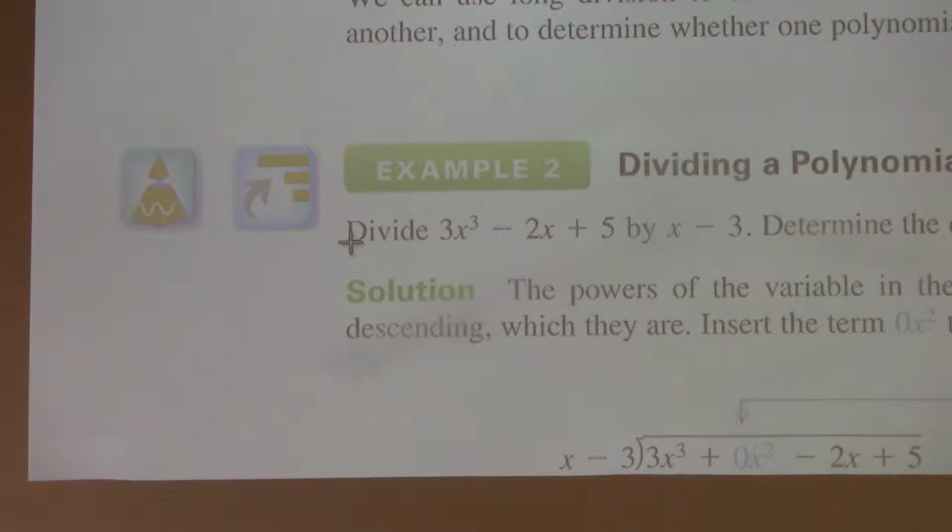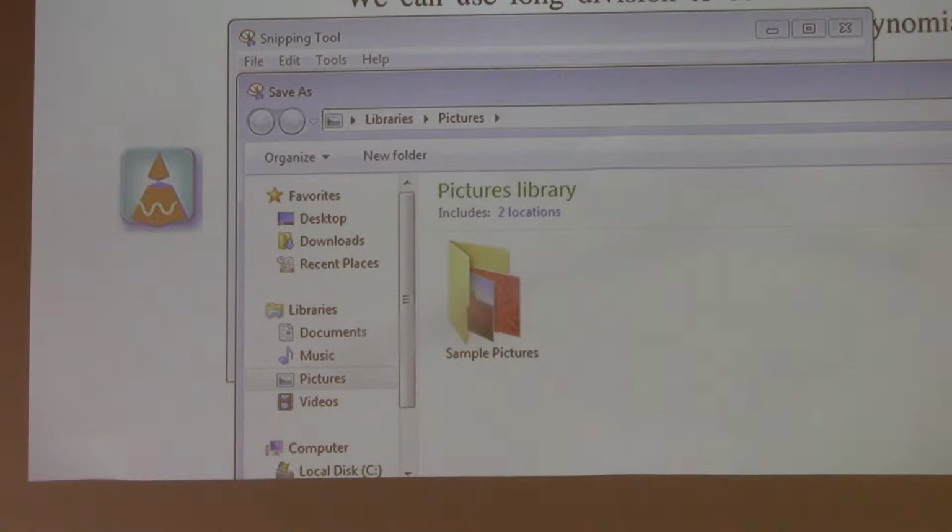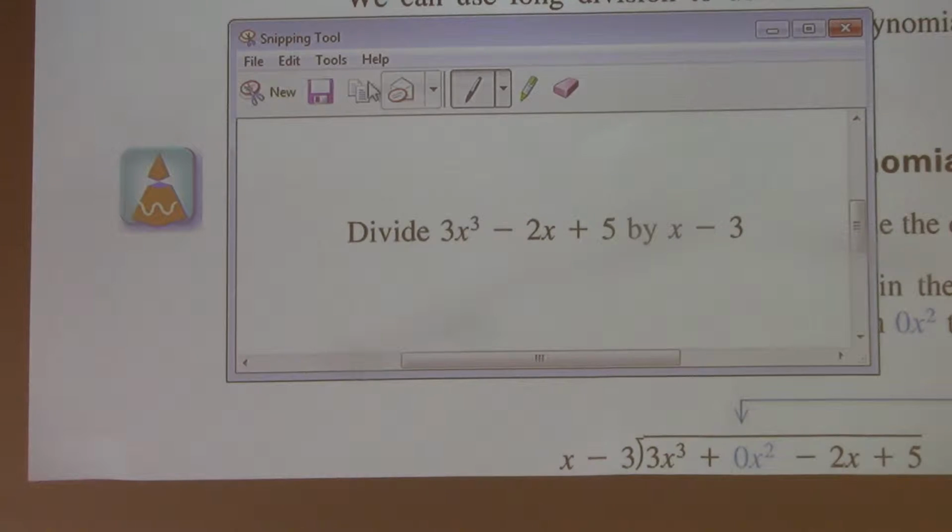You will have 2 or 3 of these on the test. And that's it. Out of 3.6, that's all you're going to have. Because I don't do synthetic, because then I have to tell you when you can use it and when you can't.